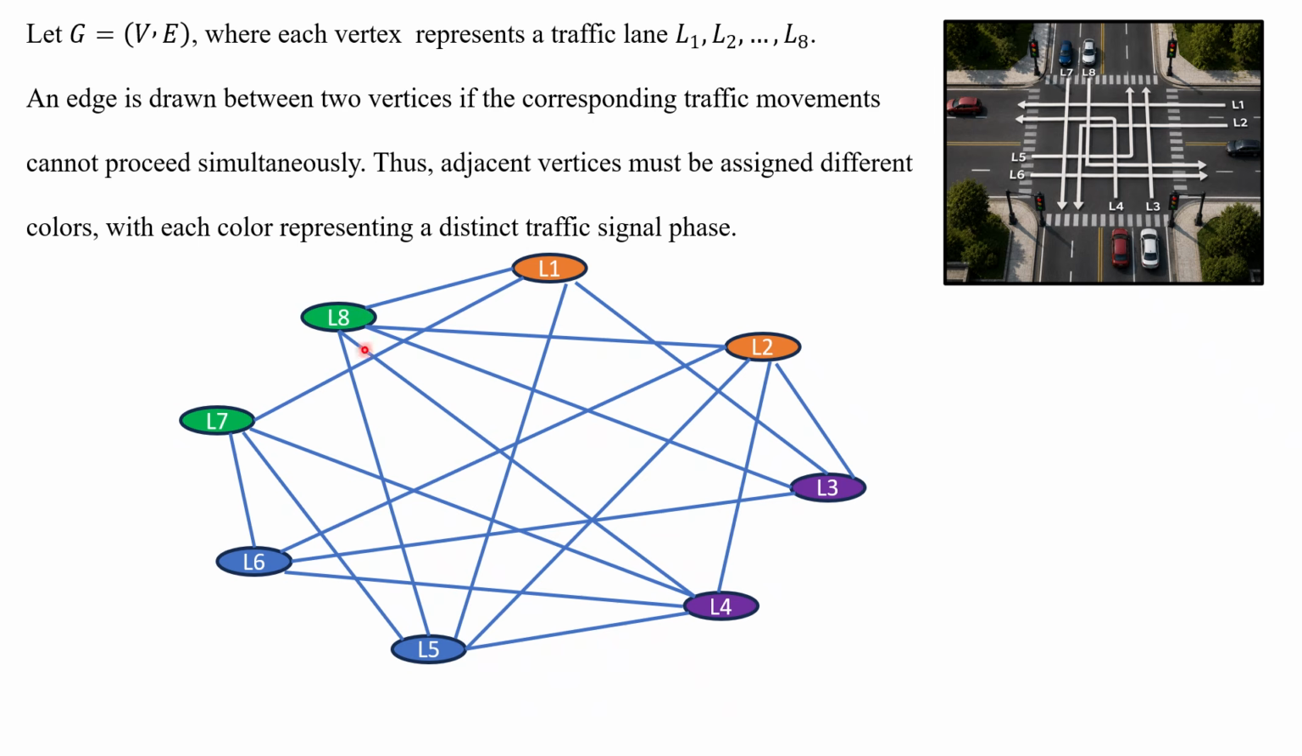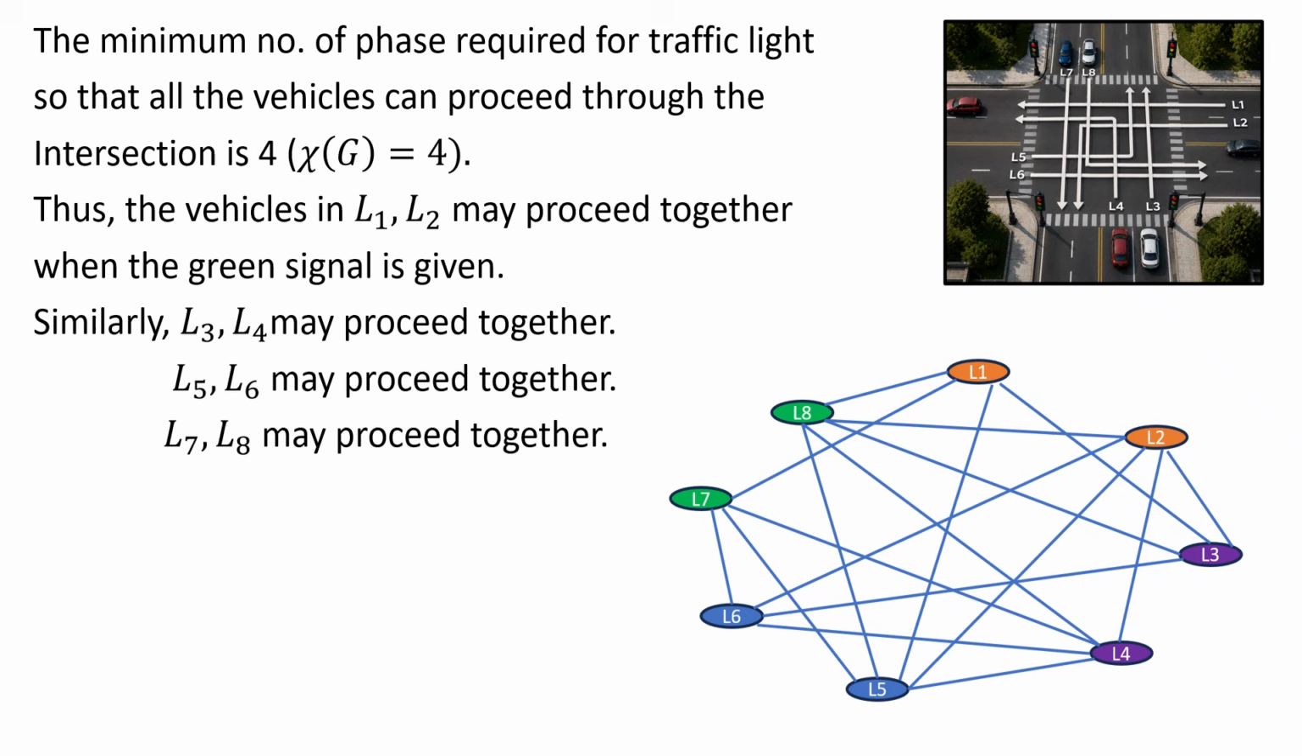L8 and L7 are non-adjacent, plotting with the green color. L6 and L5 are non-adjacent, plotting with blue color. So there are minimum 4 colors required for the vertex coloring for this graph. So the minimum number of phases required for traffic light so that the vehicle can proceed through the same lane is 4.